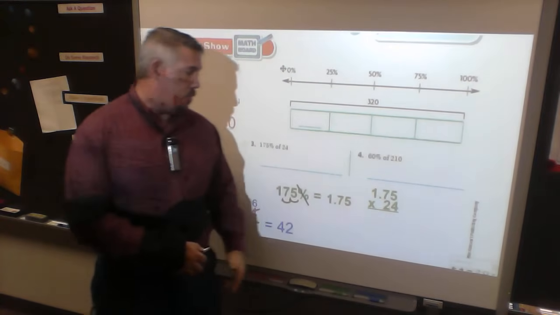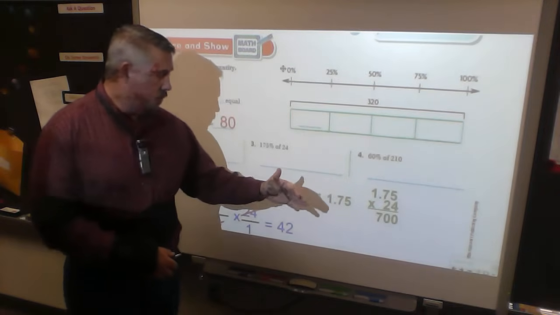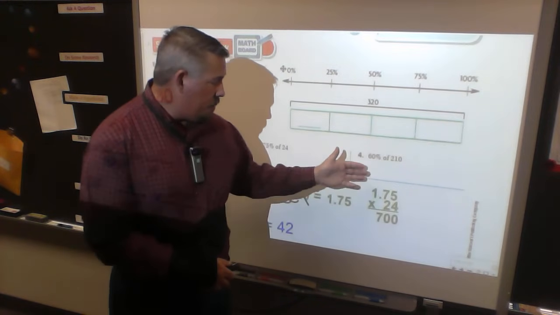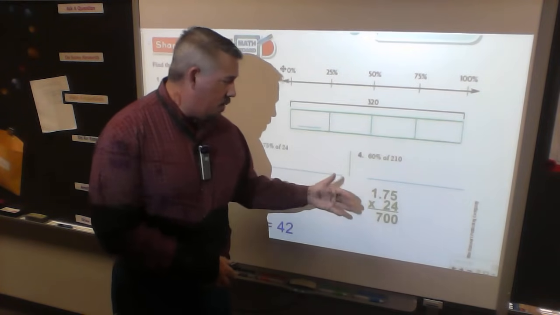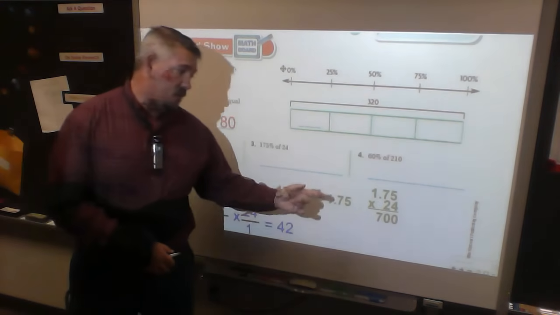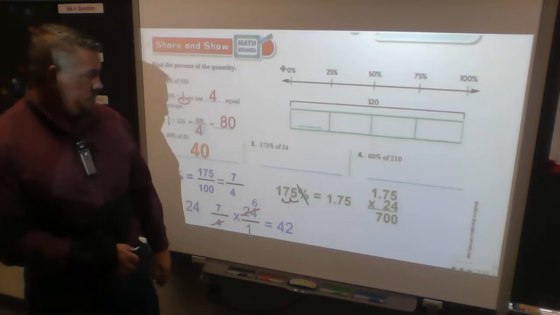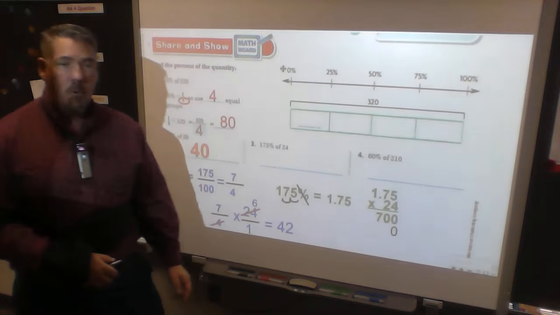So I start by multiplying by my 4s. 4 times 5 is 20, carry my 2. 4 times 7 is 28, plus 2 is 30, carry my 3. And 4 times 1 plus 3 is 7, so 700. If you don't believe that, since I didn't show my work, I take 175 times 4, and I'm going to get 700. My second number tells me to bring down a 0.